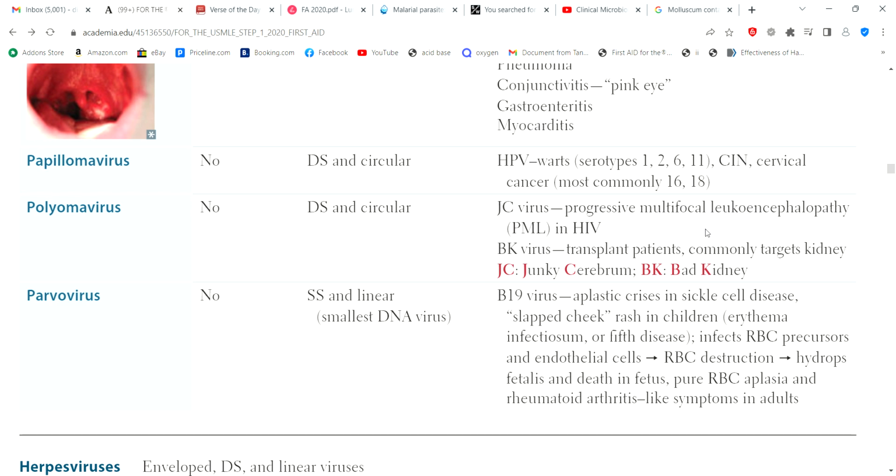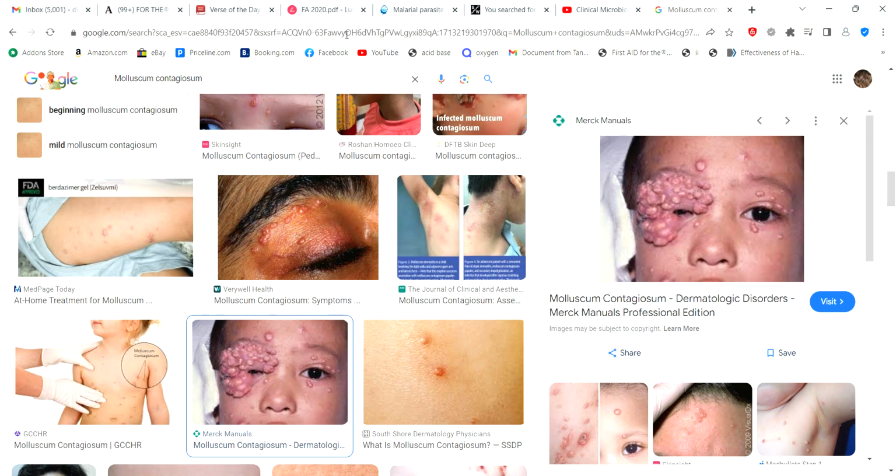JC, I don't know. These mnemonics, they don't work for me. I just remember polyomavirus. Polyomavirus causes JC and BK virus. Okay, polyomavirus. So JC virus here.